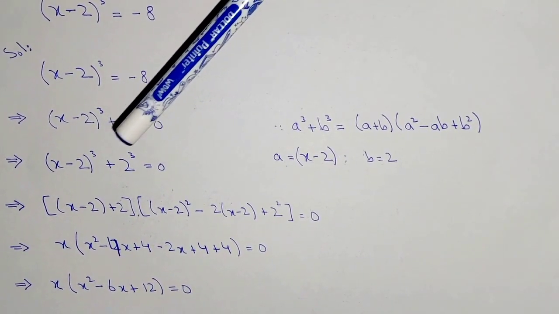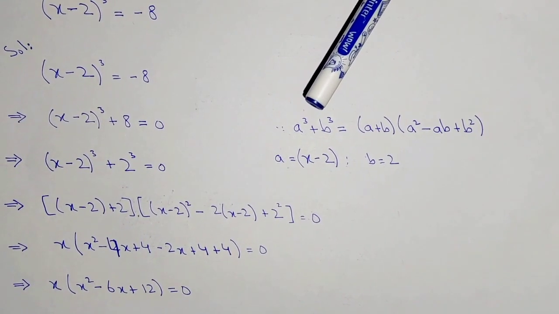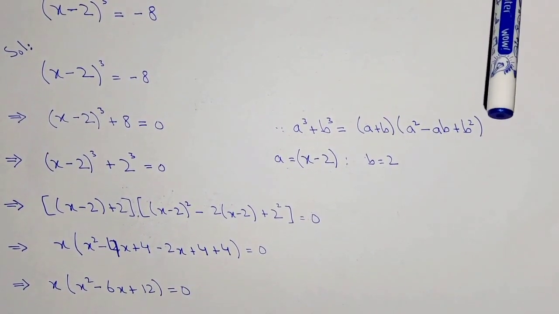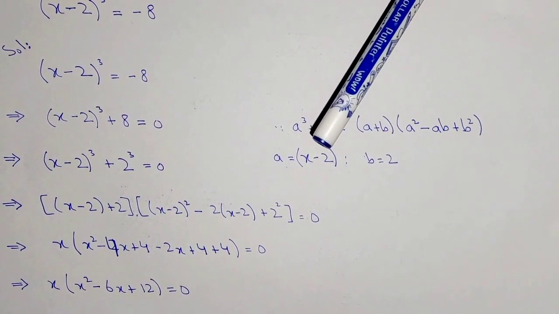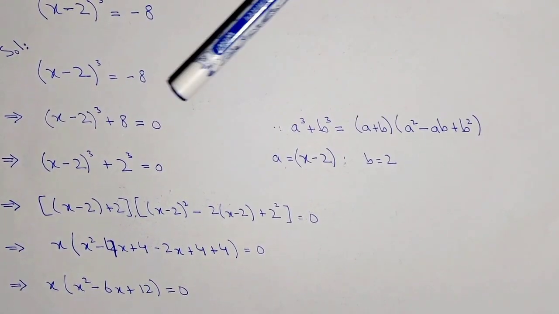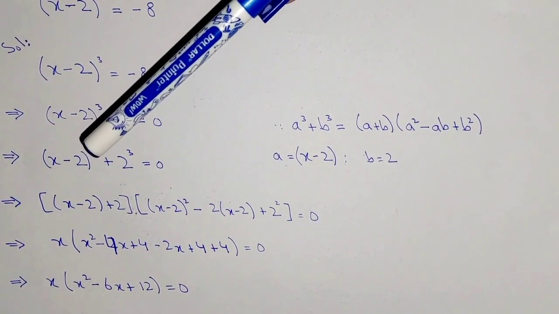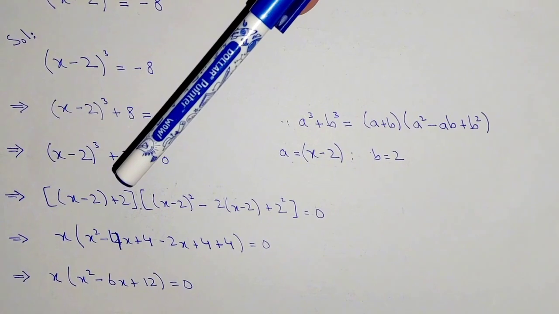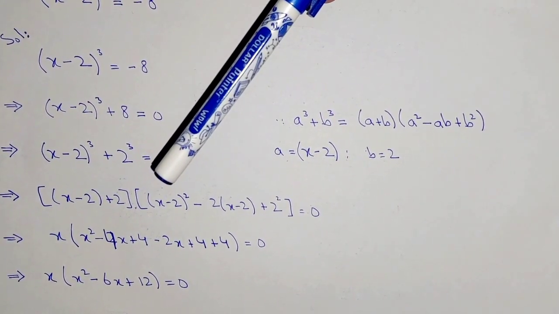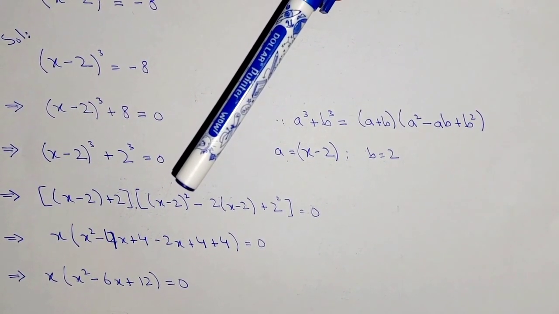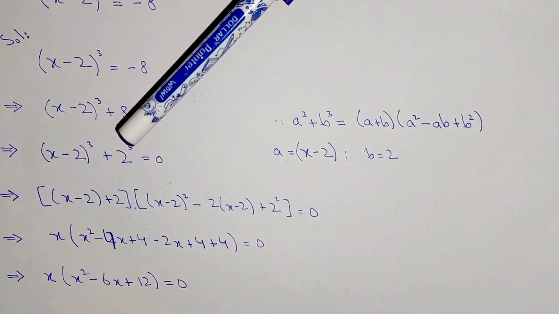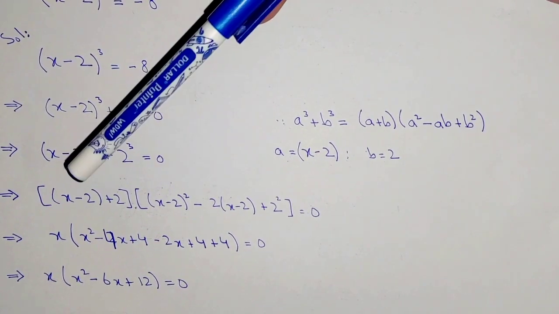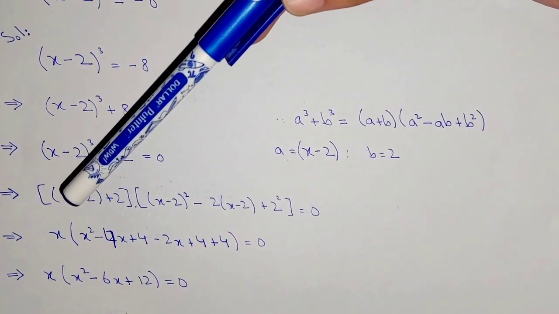So now we can use this formula that says a^3 + b^3 = (a + b)(a^2 - ab + b^2). Here a is x - 2 and b is 2. So we will use this formula. a + b means (x - 2) + 2; a^2 means (x - 2)^2, minus ab means 2 into (x - 2), plus b^2, that is 2^2. Minus 2 plus 2 will be cancelled, so we are left with x.